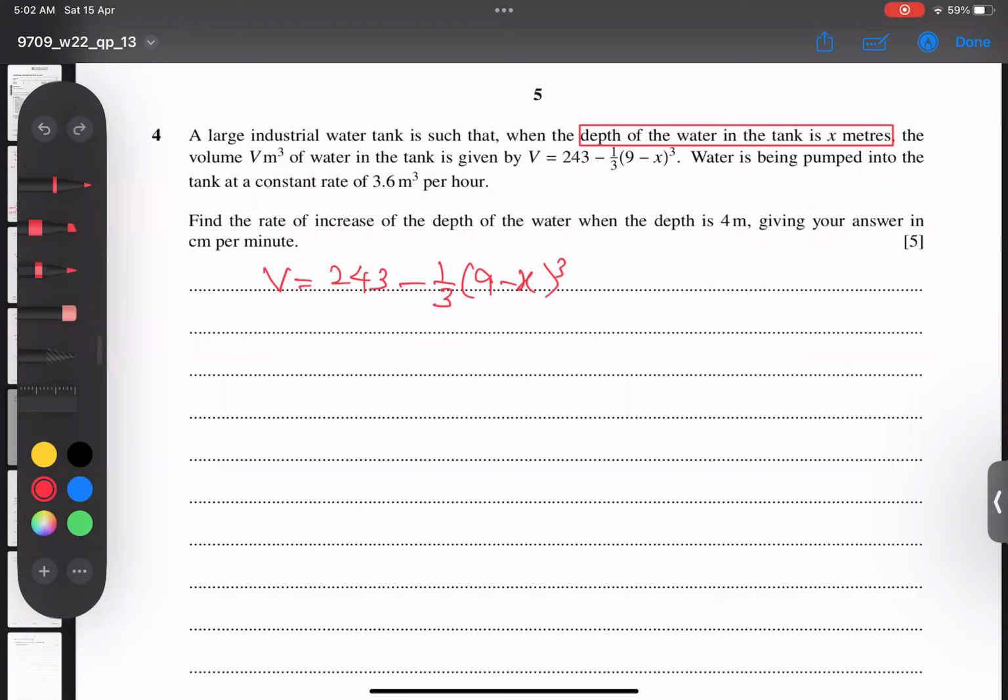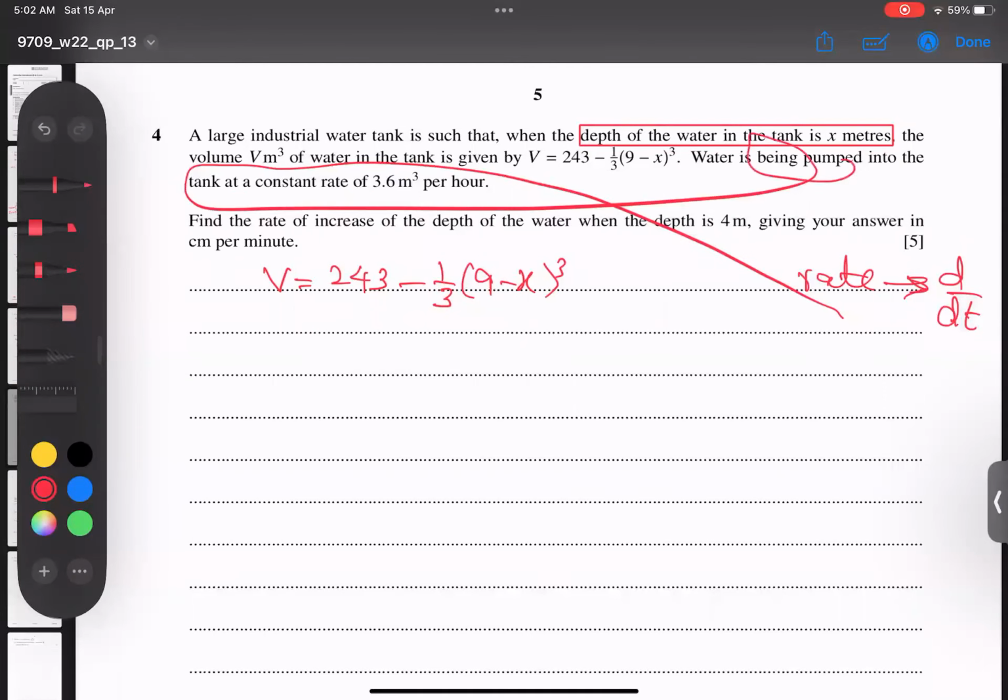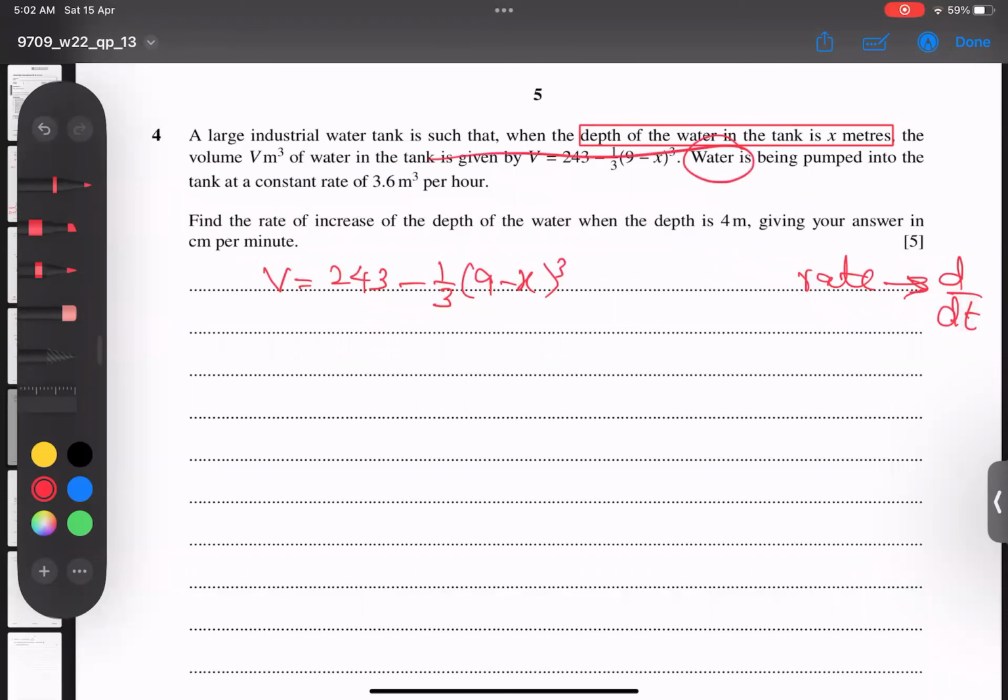Rate, simple, the word rate represents d over dt. Make sure, so change with respect to time. But he said that the water pumped, water is called volume. Even by units, you look, meter cube is a unit of water, and hour is the unit for time. So I hope it's clear. So I can say that d volume by d time equals 3.6 meter cube per hour. So this is given by him.